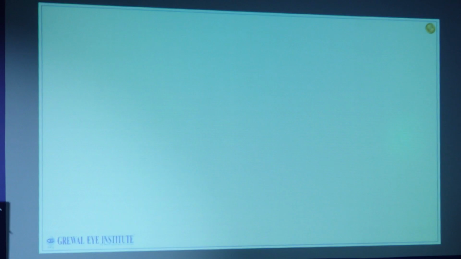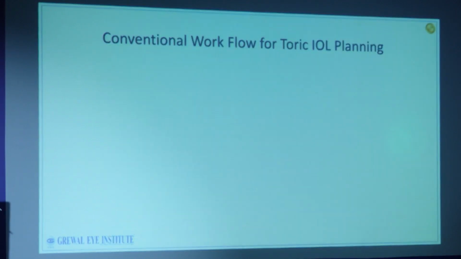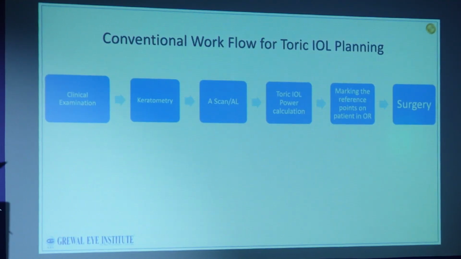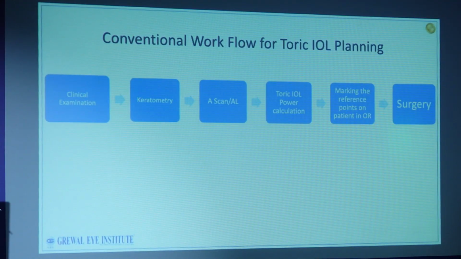So one thing that we might be relatively more familiar with is the whole markerless toric surgery platforms that we have available, for example, Callisto. So if we talk about, when we normally want to plan a toric IOL, we'll have to do the same steps: clinical examination, keratometry, A-scan, calculate the IOL power, then mark the references in the OR, and then perform the surgery.